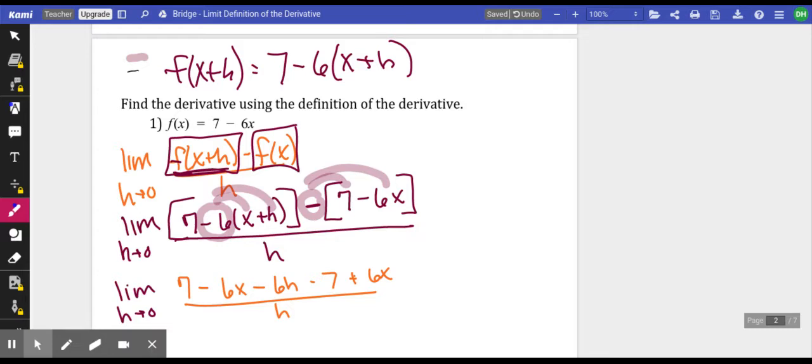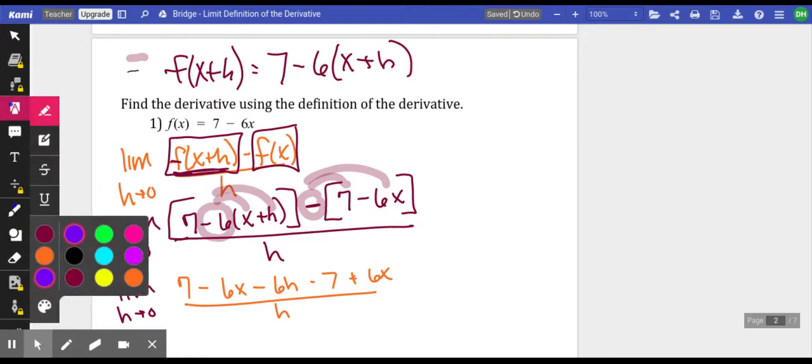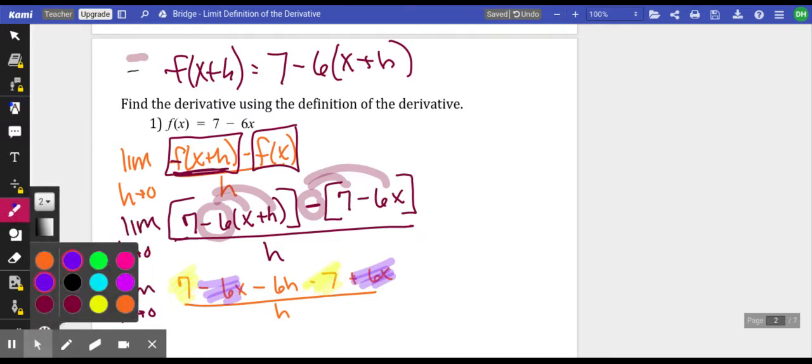So notice I'll just box it in for you. Maybe I'll highlight it here. I have a negative 6x, and then I have a positive 6x. There's that canceling. I have a positive 7, and then I have a negative 7. Now again, not everything will cancel, but things should clean up nice.